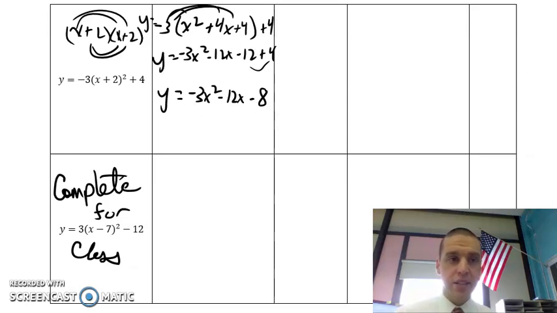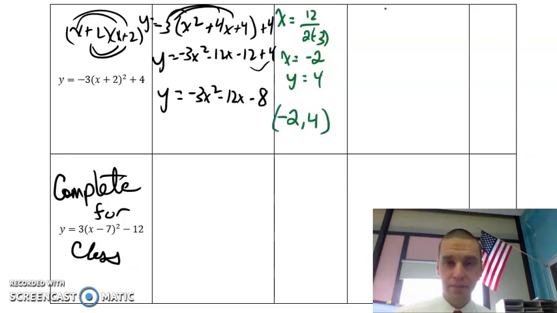Our vertex, x equals -b over 2a. The -b would be positive 12 in this case, over 2 times a. a is -3. 12 divided by -6, x equals -2. Notice that you know you did it correctly because when I plug in -2 here, once again, this part of the equation goes to 0. 0 plus 4, y equals 4. So my vertex is (-2, 4).